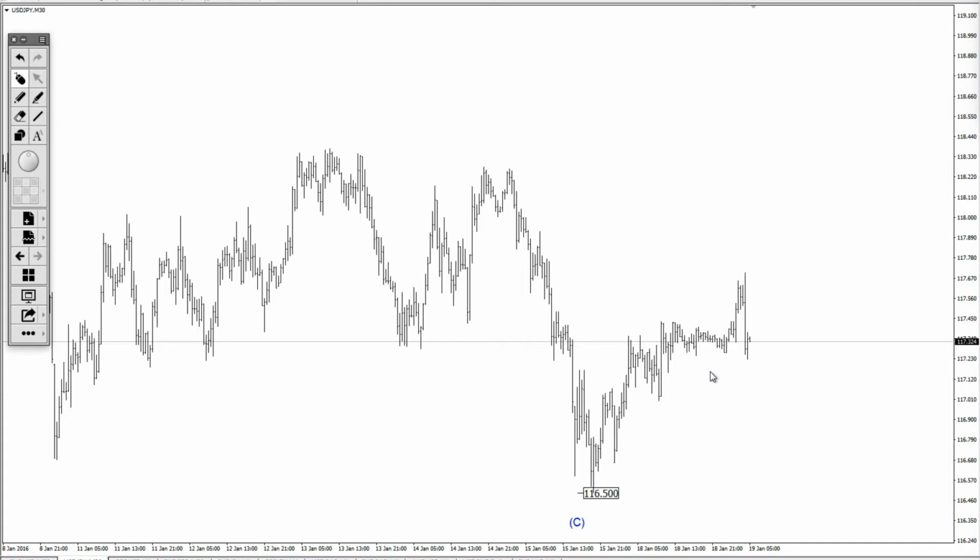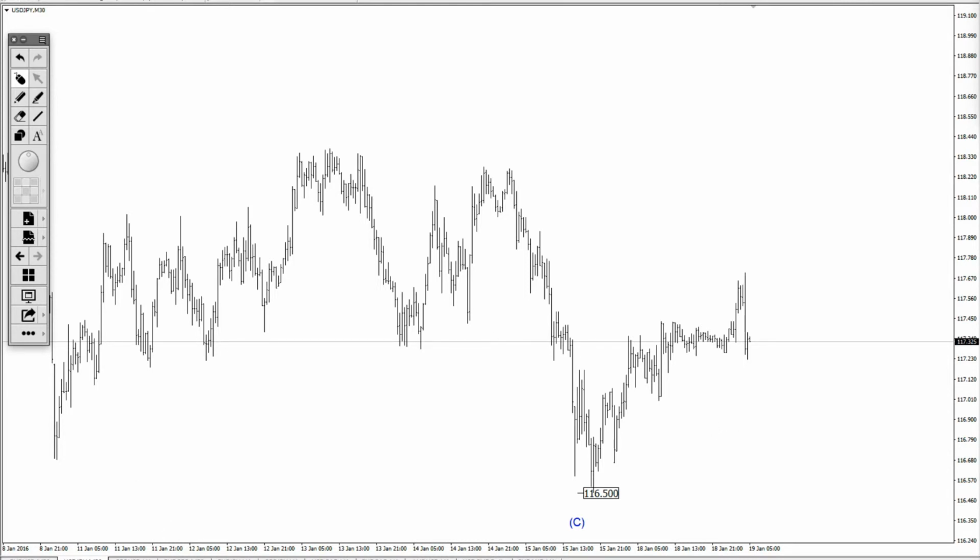If we see now a straightforward three-wave pullback, a three-wave correction to the downside, perhaps there's an opportunity to enter this starting uptrend and get some pips out of this pair as well.